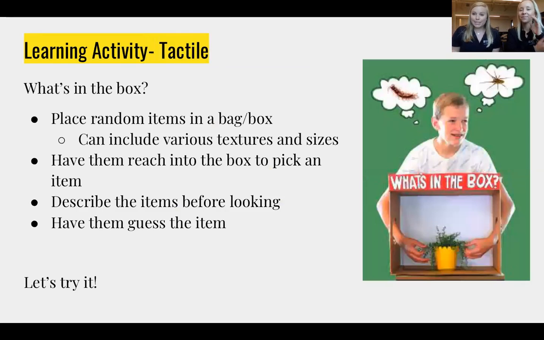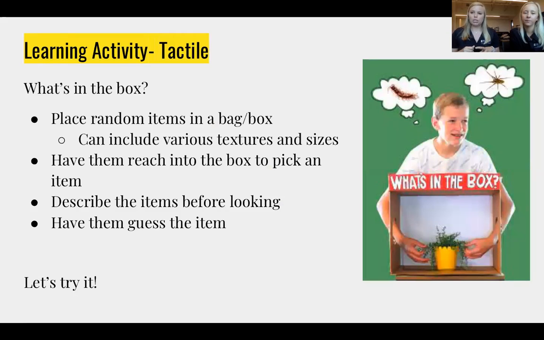All right, so we have another learning activity. Remember, I mentioned stereognosis and identifying things with your hands without seeing, and this is what this learning activity is really targeting. So, what's in the box? You can do this at home. You can get random things from the house. We have a bunch of things, but I'm not going to say yet because Lexi doesn't know what's in the box. So you can include various textures and sizes.